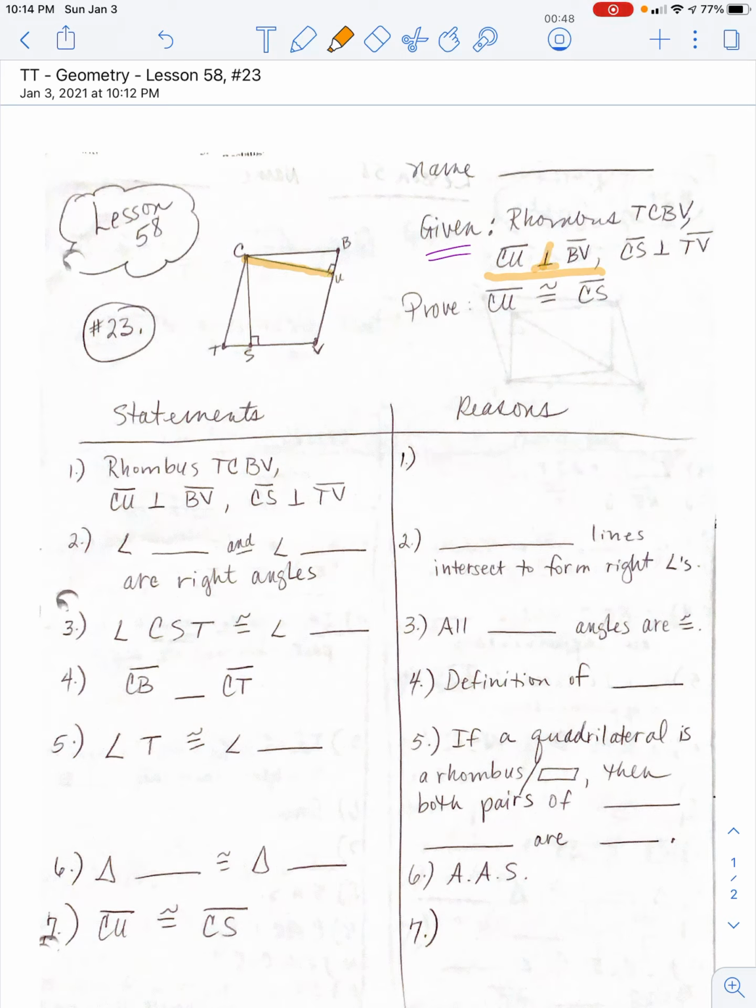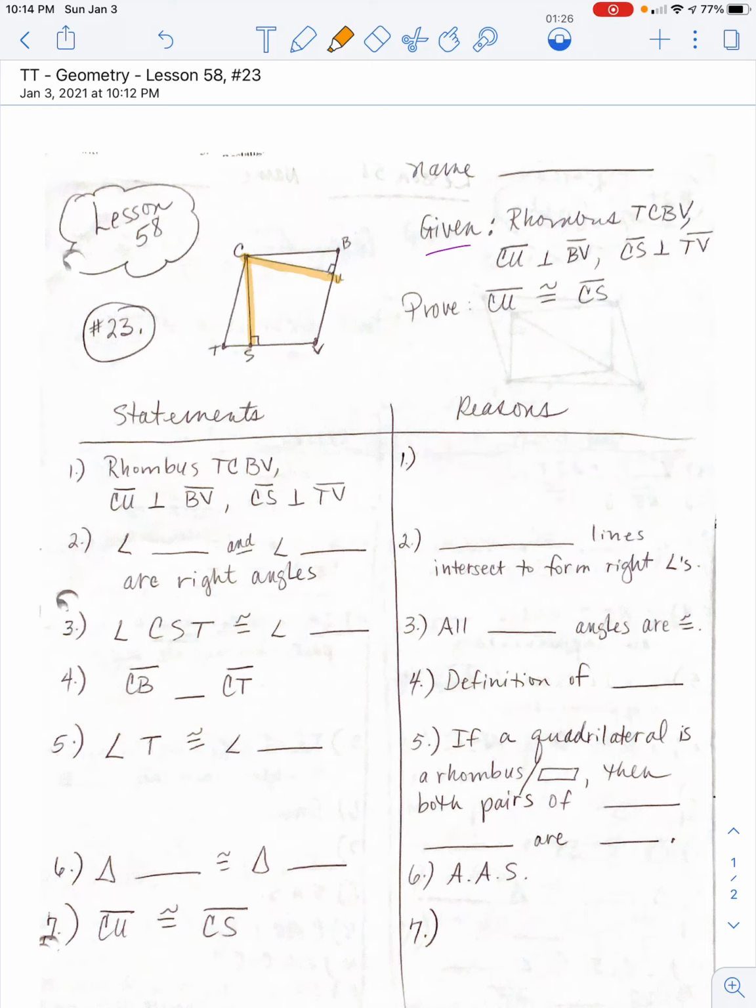Remember, if lines are perpendicular, that means they have created two right angles. This one shows one, but it does mean that both sides of that line are right angles. The same is true for CS is perpendicular to TV. So let's just look at that. CS is perpendicular to TV. So we have two right angles here as well. What we want to prove is that CU, let's mark that so we can look at it, that CU is congruent to CS.